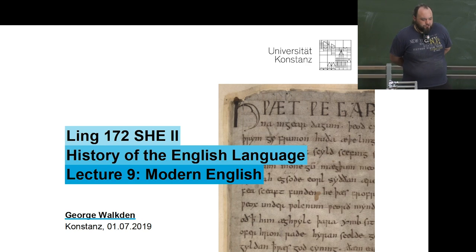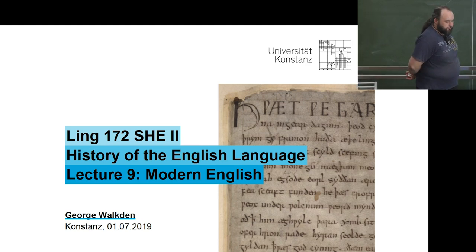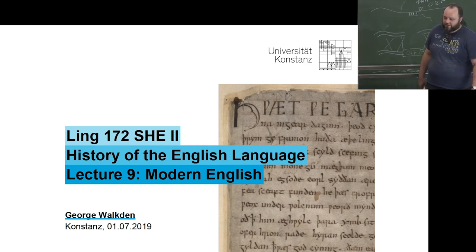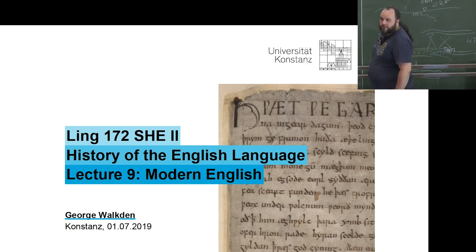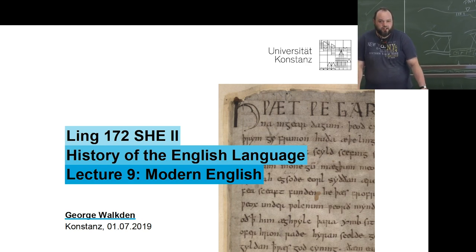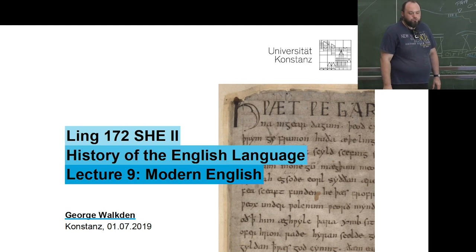Today we're going to finish our journey through the history of the English language by getting as far as the present day. And that means bringing us up to speed. We finished with the early modern English period, which ended in 1700, and now we're going to go all the way up to now. At least that's the idea.